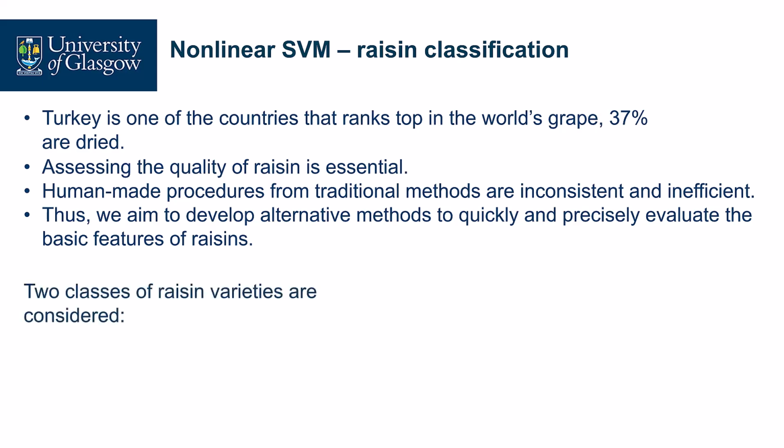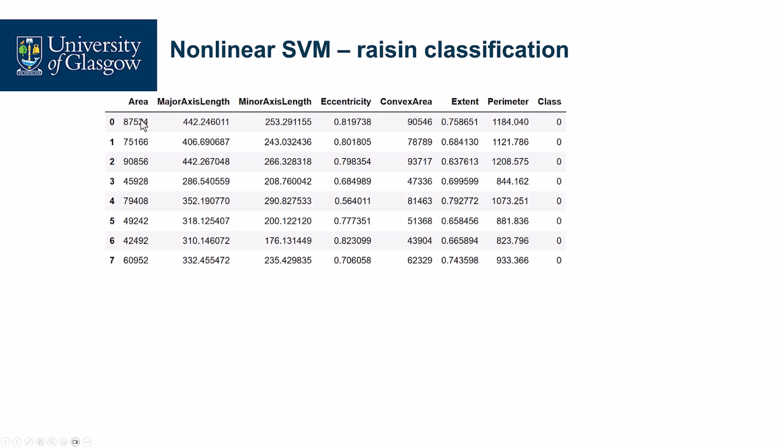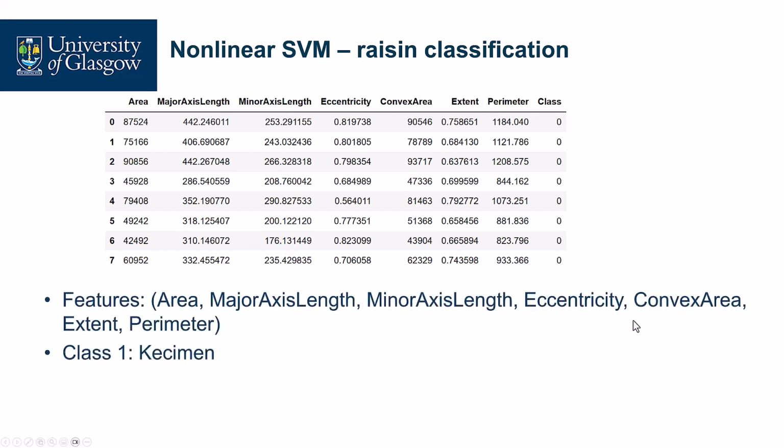So there are two classes. One is called the Besni, and the other we call the Kecimen. Here we extract the features. The 7 features are here, from area to perimeter. So these are the classes. We have 2 classes, right? Class 1 is Kecimen, class 0 is Besni. So we have 900 samples altogether.